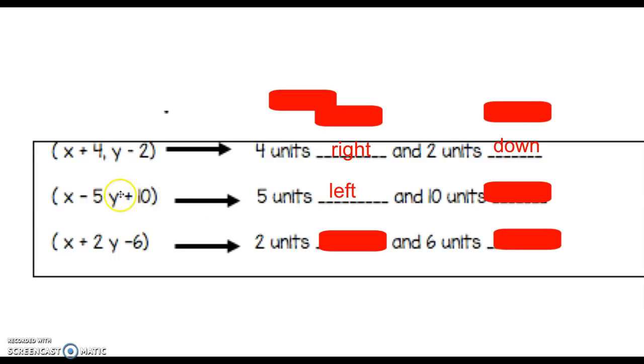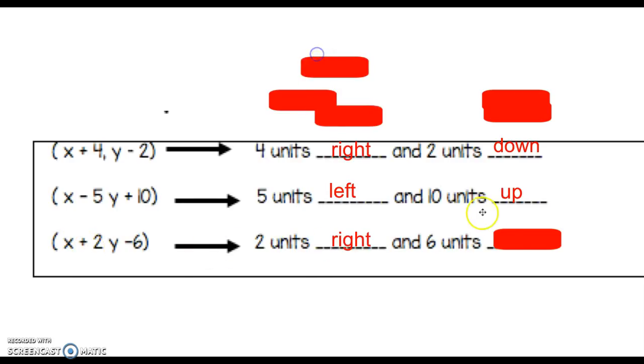Y is the up and down. Positive tells me to go up, so this would be 10 units up. Okay, positive going right, negative going down. So the x is the left to right, and the y is the up or down.